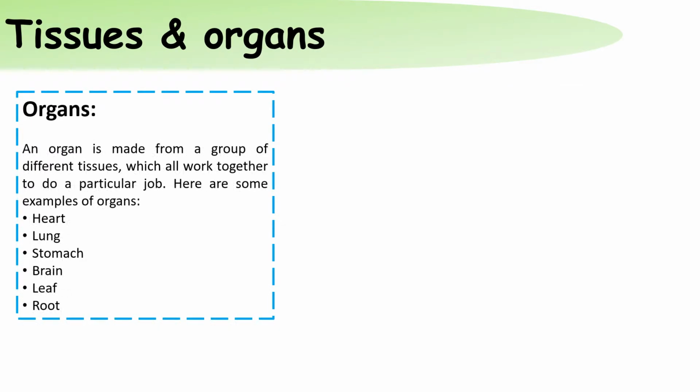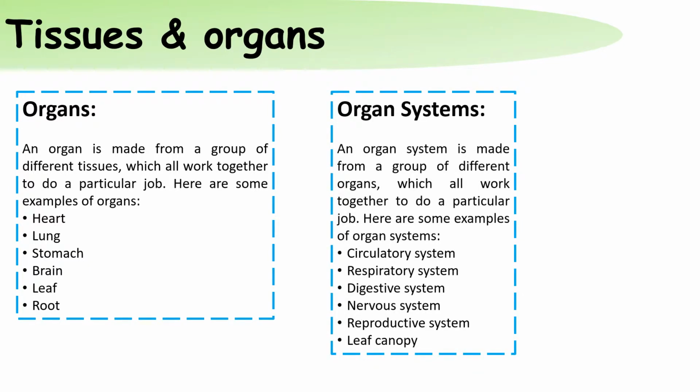An organ is made up of a group of different tissues that all work together to do a particular job. Some examples are the heart, lungs, stomach, brain, leaf and roots in plants. An organ system is a collection of organs which work together to carry out a particular job. So for instance, the circulatory system, or digestive system, or reproductive system.